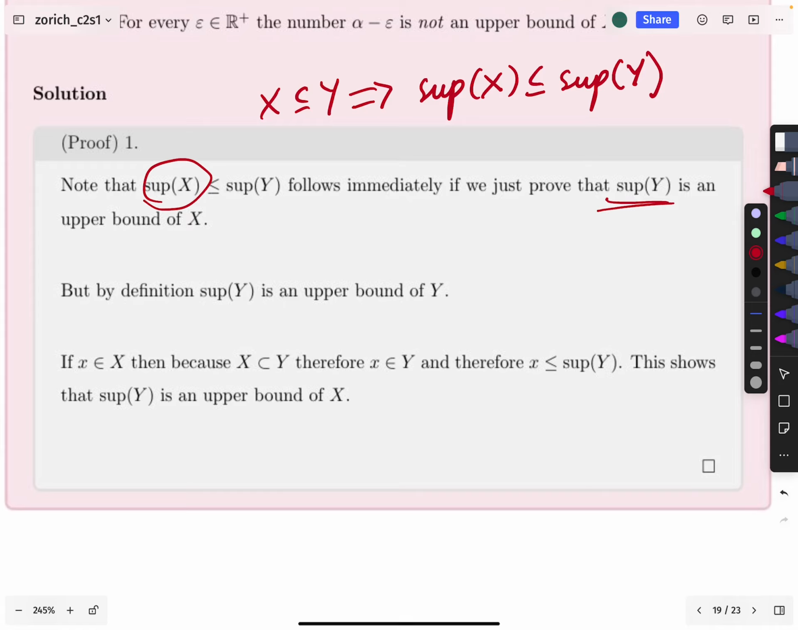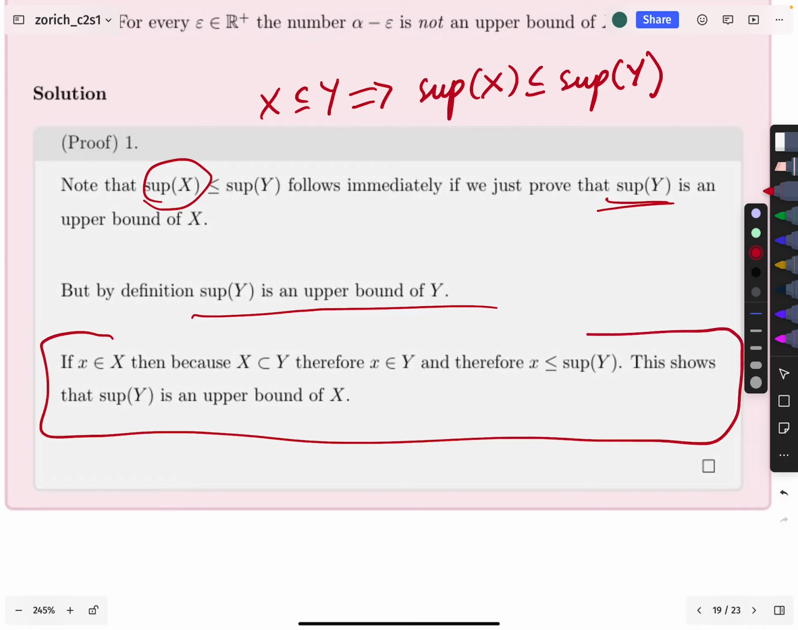Okay, but we know that sup Y is an upper bound on Y. It is very easy, and I think I basically show that here. It is very easy to show that any upper bound of Y is an upper bound of X because of the subset relation. And therefore, we get the result immediately. I think that really is all I need to say here.